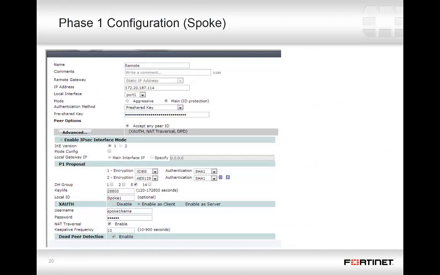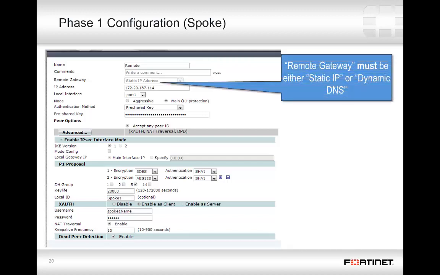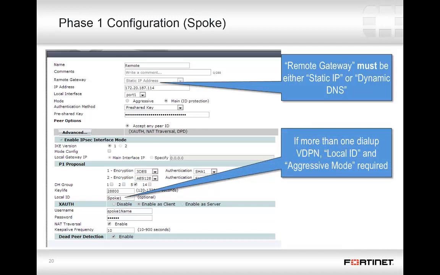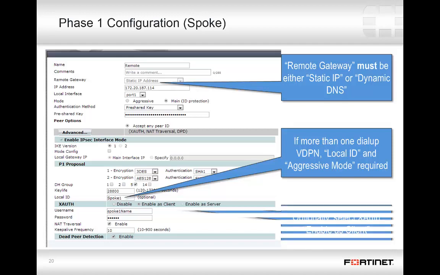Next, let's configure a spoke. This is phase 1. First, specify whether the hub for this spoke is using a static IP or dynamic DNS. If the mode is set to aggressive, then in the local ID, enter the name that this spoke will use to identify itself to the hub. This ID must match the one that we configured on the hub.